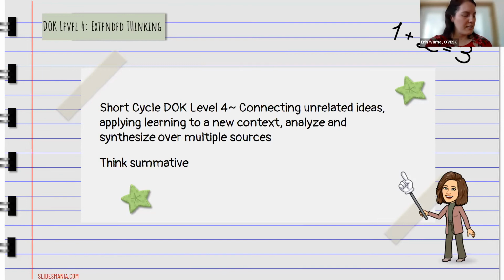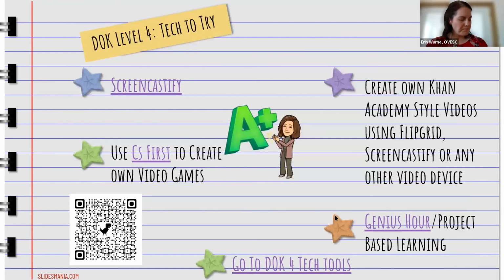So when you're thinking a DOK level 4, I'm thinking like research projects, project-based learning, Genius Hour projects, coding and designing. Those are the types of things that I'm thinking about when you really want to focus on level 4. Anything that a student can connect unrelated ideas, apply learning to a new concept, and analyze or synthesize over multiple sources, you're using the short cycle DOK level 4. So you kind of think summative when you're planning for these projects.